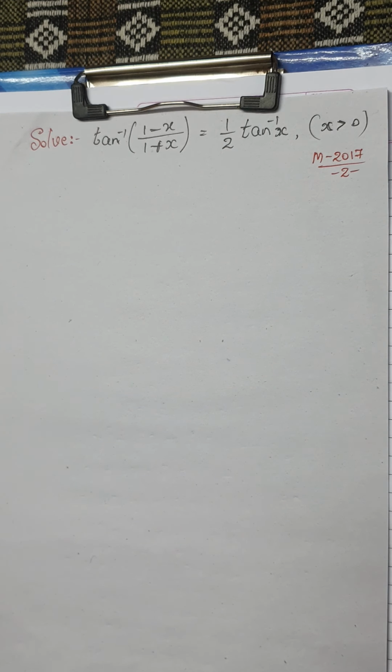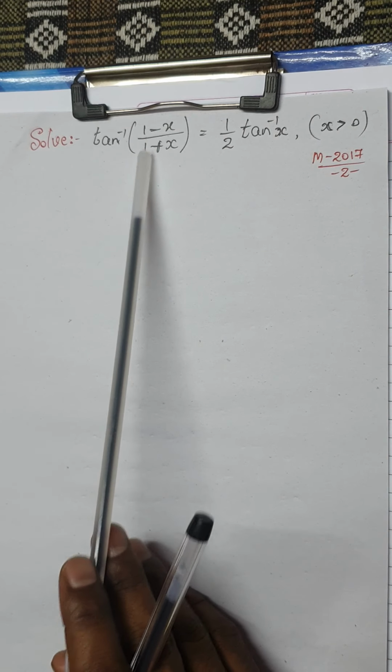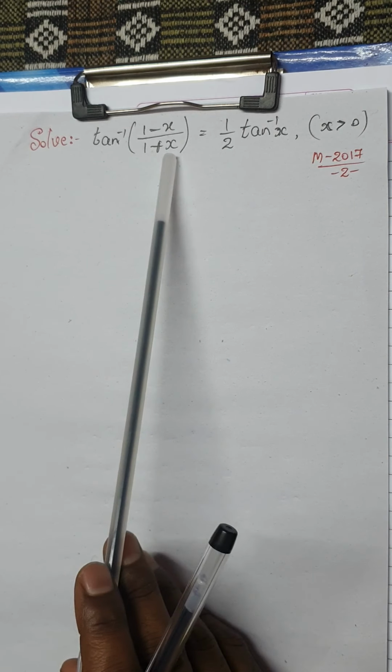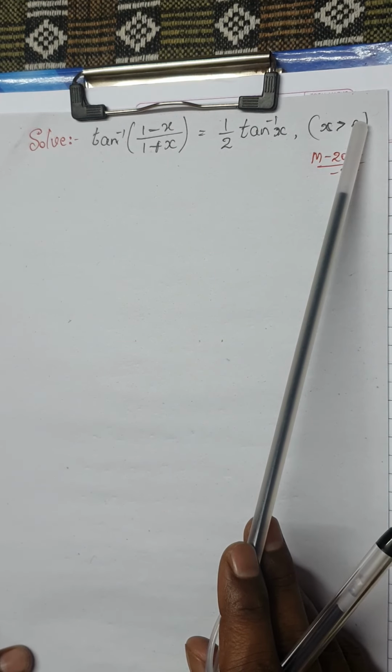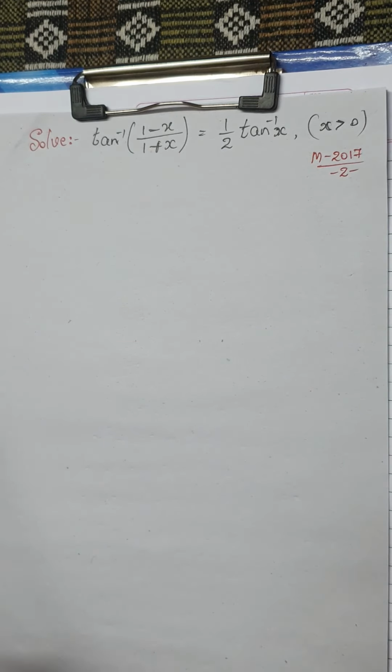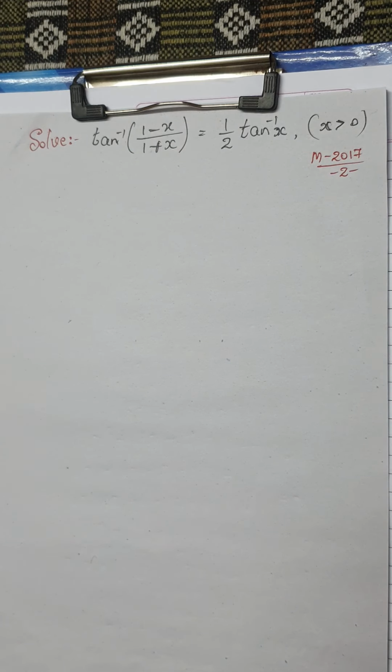The next question we have is tan inverse of 1 by x divided by tan inverse of 1 minus x divided by 1 plus x is equal to half into tan inverse of x for x greater than 0. I have to solve this similar to the previous question. This was asked in March 2017 for 2 marks.